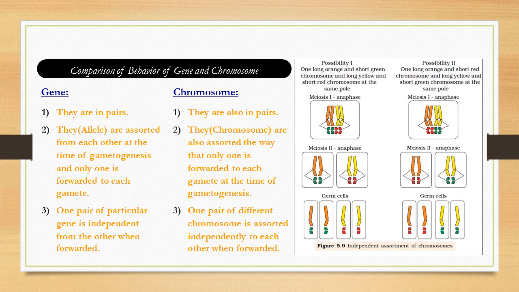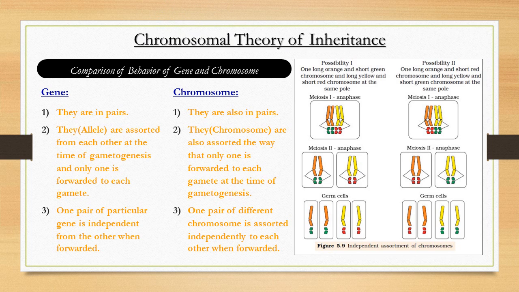If you see the process of chromosomal theory of inheritance, the third rule, independent assortment of the chromosomes, figure number 5.9 of your textbook, there are two possibilities given. Possibility number one, possibility number two. If you think about possibility number one, one long orange and short green chromosome, which appeared in the first diagram, that is in meiosis 1 anaphase, and long yellow and short red chromosome are at the same pole, right?